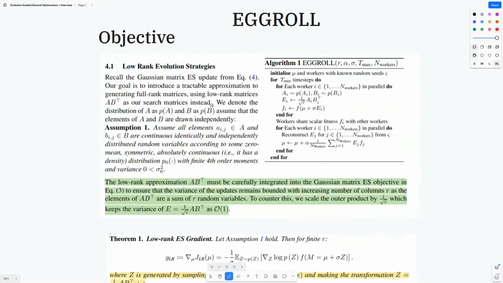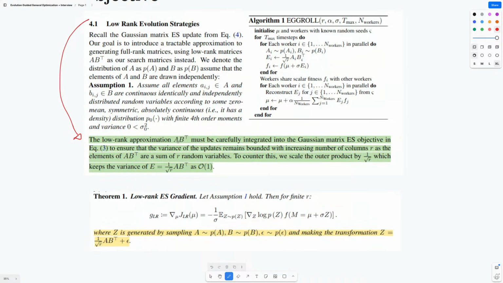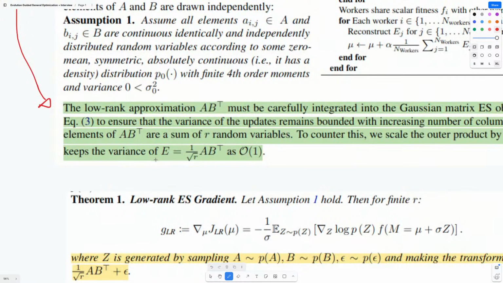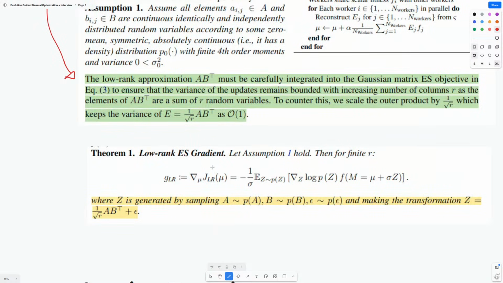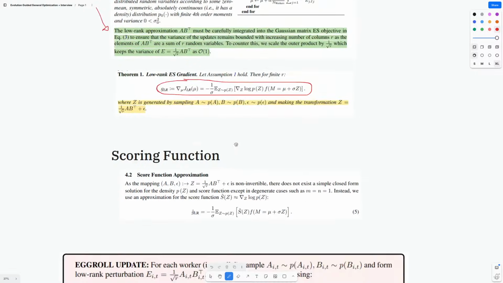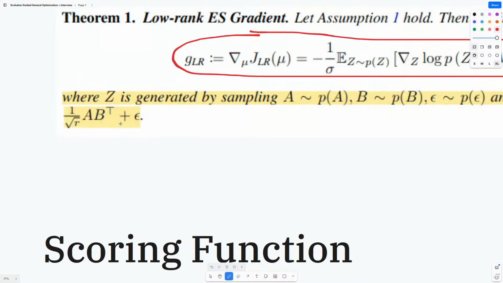So Eggroll, the algorithm is like this, right? In this case, now we're going to include the low rank evolution strategy into the flow. So the low rank approximation A B transpose must be carefully integrated into the Gaussian matrix. There's a specific way they integrated it, but at the end you get this, right? So you keep the variance proper by having this term over here, and then the gradients look like this. So this is the full formula that we have. And then the scoring function that you need for that, there's a z parameter that I kind of brushed over, but there's an epsilon that you're adding over here.